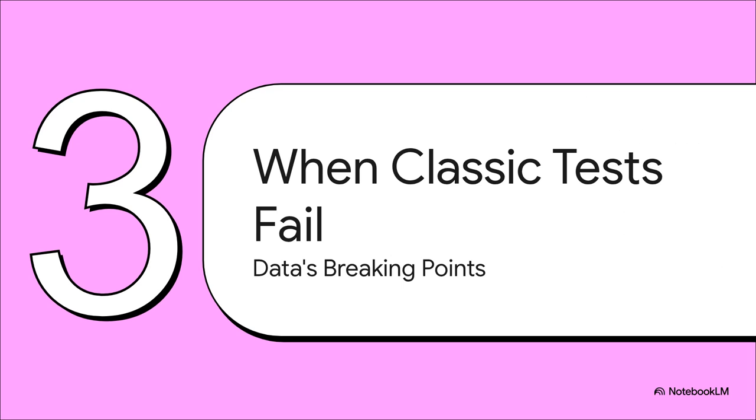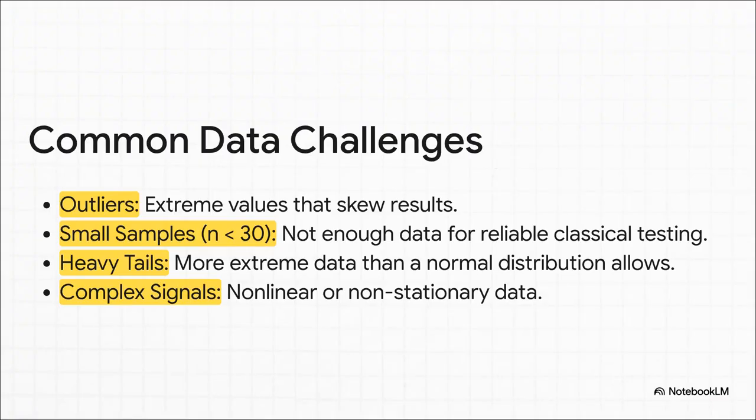And this is where things get really interesting. Because in the real world, data is messy. It doesn't always play by the rules. And those classic tools we just talked about, well, they can break. So what are these data gremlins that cause all the trouble? Well, you've got outliers, of course. You have tiny sample sizes where you just don't have enough information to be confident.